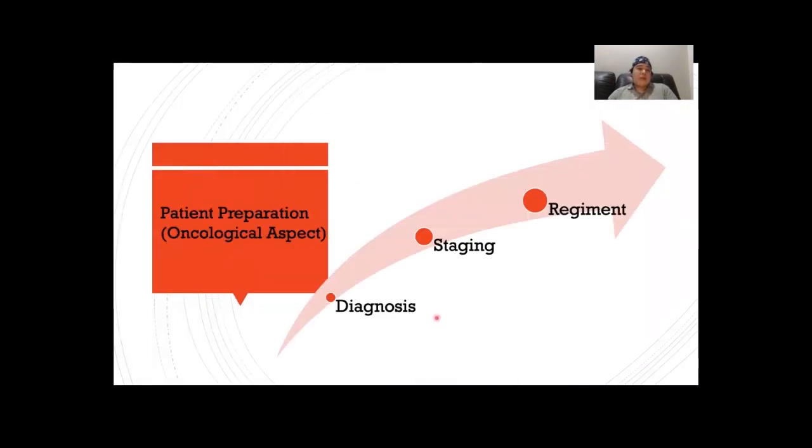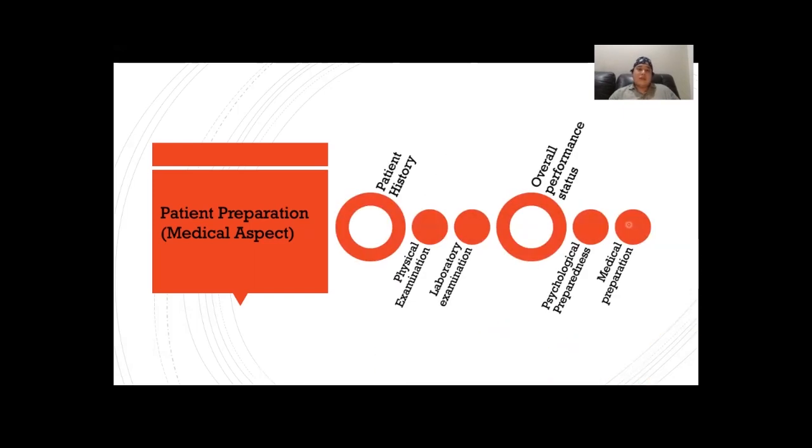For the patient preparation, for the oncological aspect, we need a diagnosis first. After the diagnosis is established, we need to have a good staging. And after that, we determine the regimen. So in this preparation, the medical aspect is a lot more complicated.